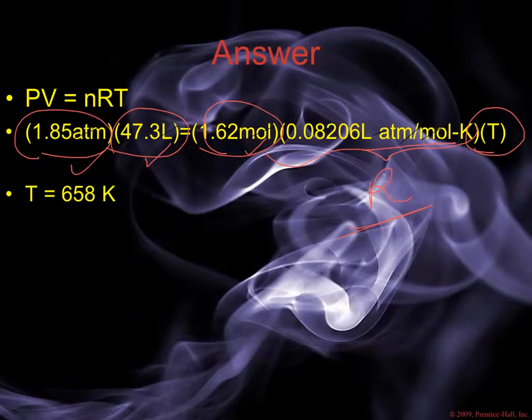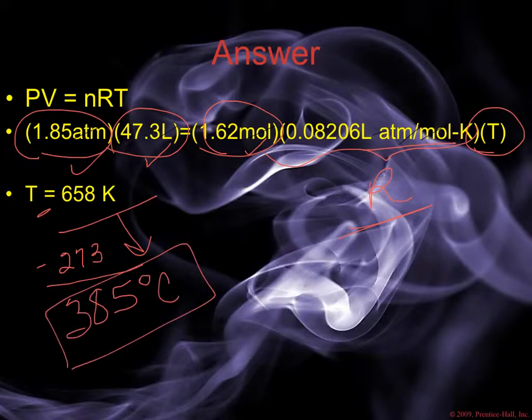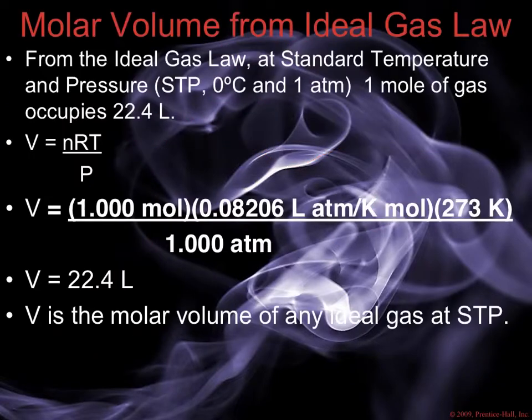Rearrange this equation and solve for T. Remember that temperature will always be in Kelvin. Be careful, because some problems may try to trick you and ask you for the answer in Celsius. If that's the case, you need to subtract 273 from the Kelvin value. So if it asks for Celsius, the answer would be 385 degrees Celsius.